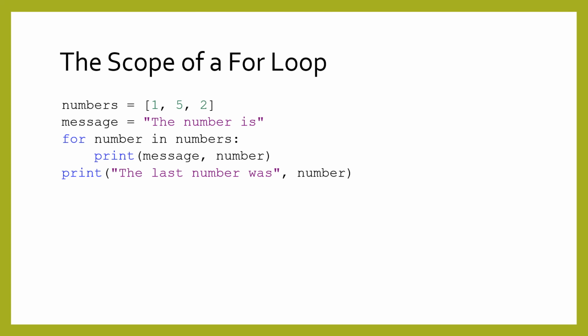Unlike functions, for loops do not have their own scope. Variables defined outside of a for loop can be used inside the loop body. The iteration variable can be used after the loop has finished. Nothing special has to be done with regards to scope with loops.